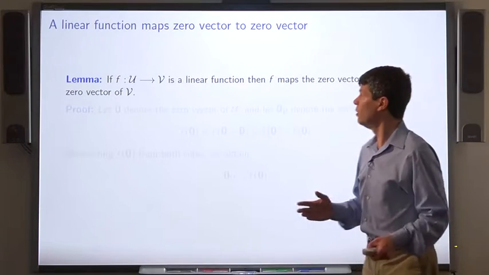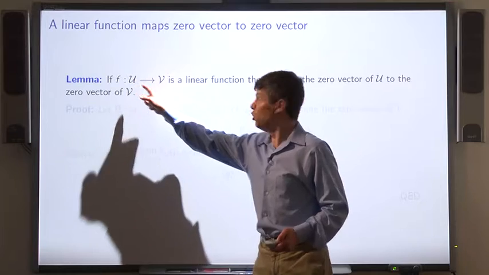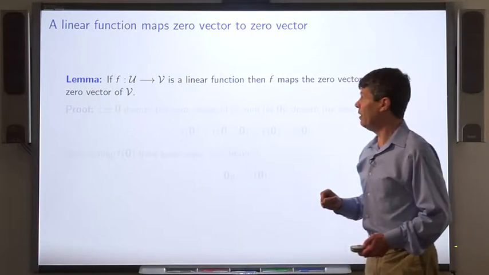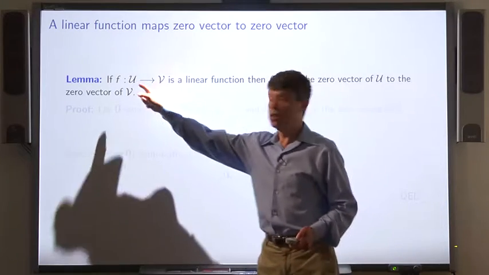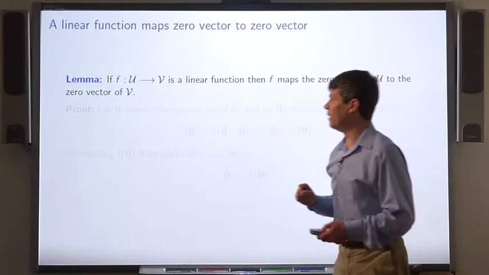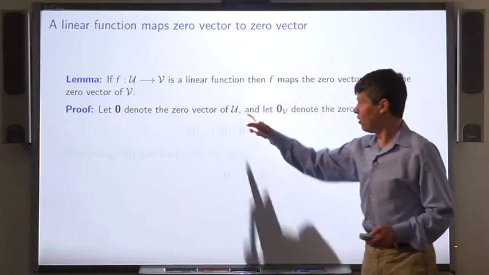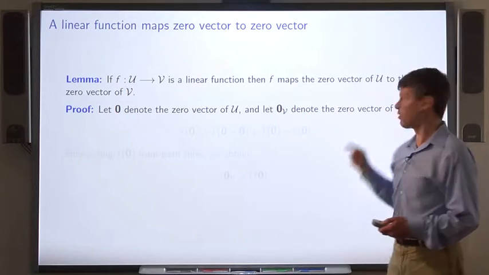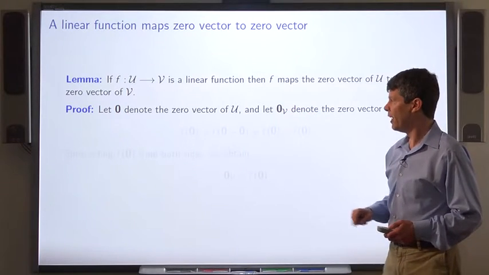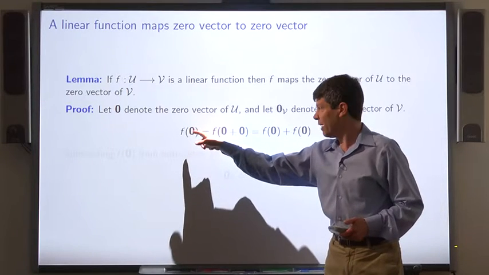We now show that if f is a linear function with domain big U and codomain big V, then it maps the zero vector of big U to the zero vector of big V. Here's the proof. Let 0 denote the zero vector of big U, and let 0 sub V denote the zero vector of big V. Now let's apply the function f to the zero vector.